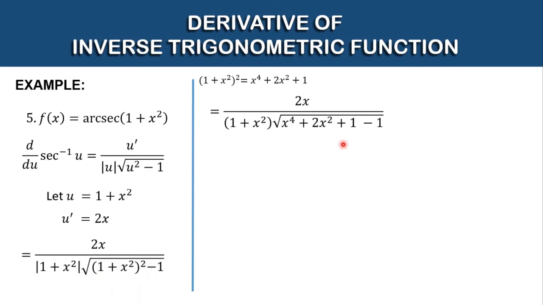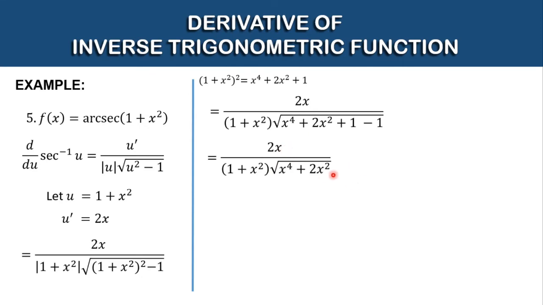Sinubstitute lang natin. Then minus 1. And here may mga terms tayo na pwedeng ipag-combine sa loob ng ating radical, which is 1 and negative 1. So 1 minus 1 is 0. So ang matitira na lang na terms dun sa loob ng radical natin is x raised to 4 plus 2x squared. So yun na lang. Okay, so yung sa 1 plus x squared natin wala pa rin nababago, at yung sa 2x ng numerator natin.